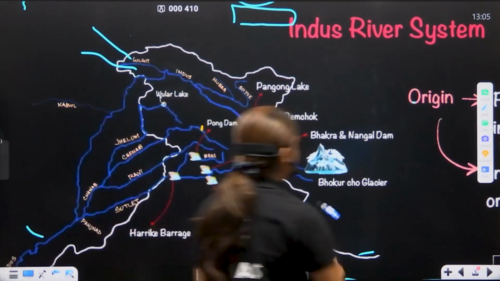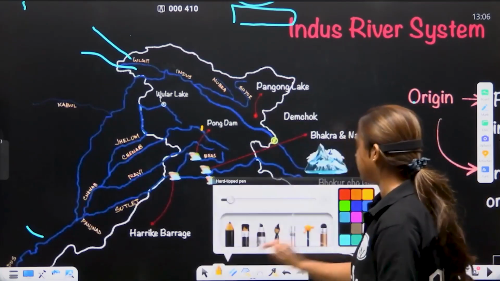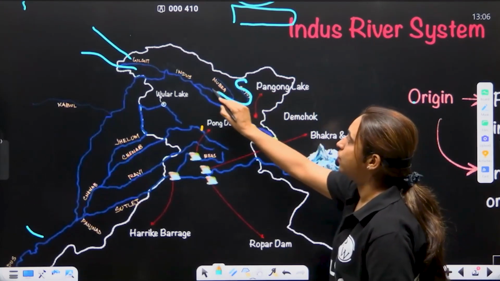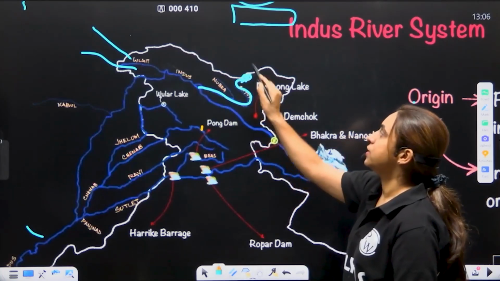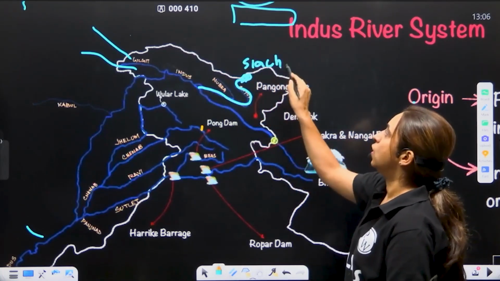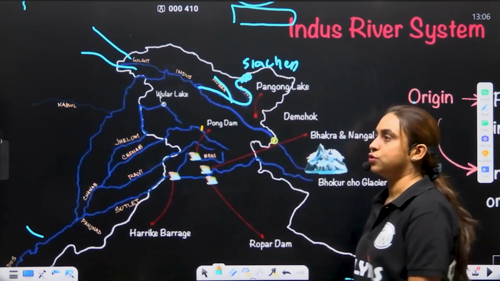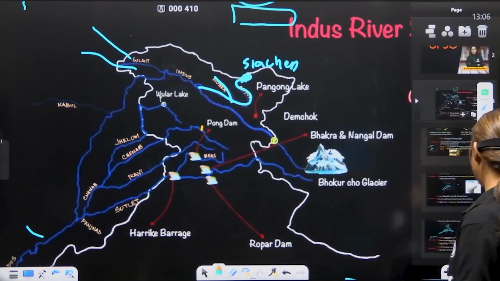Now, I will cover a right bank tributary of Indus, that is your Shyok. I have told Shyok is coming from where? Shyok is coming from a glacier called the Siachen Glacier. What is the tributary of Shyok? Nubra. Nubra is a tributary of the Shyok. So let me go to the Shyok River.